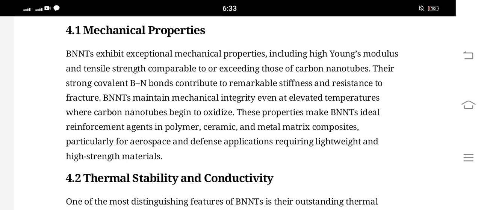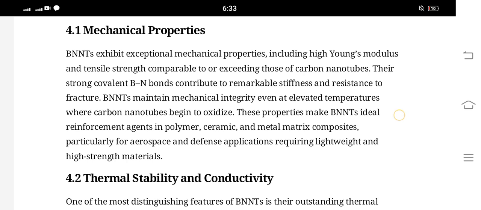Due to these properties, boron nitride nanotubes are widely studied as reinforcement agents in polymer, ceramic, and metal matrix composites. When incorporated into composite materials, boron nitride nanotubes significantly improve strength, toughness, and durability without adding excessive weight. This makes them especially attractive for aerospace, defense, automotive, and other applications.